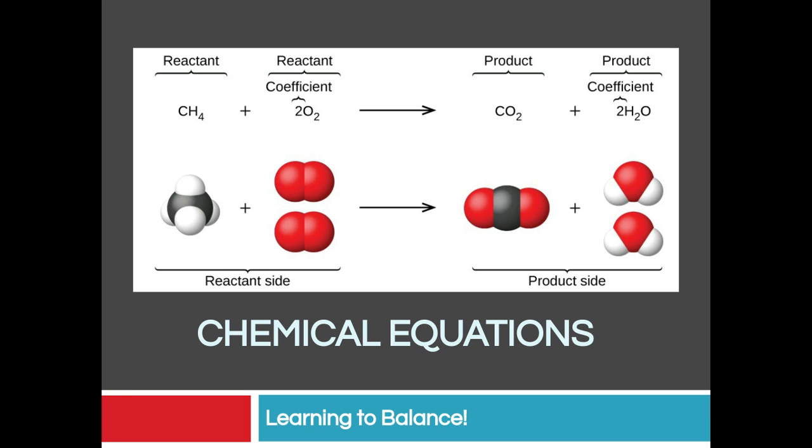So here we go. Chemical equations, learning to balance. We got things on the left side. Those are reactants. We got things on the right side. Those are products. And then we want everything to be the same. Now, it can be in new combinations. You can form different stuff, but we have to have the same things at the end.